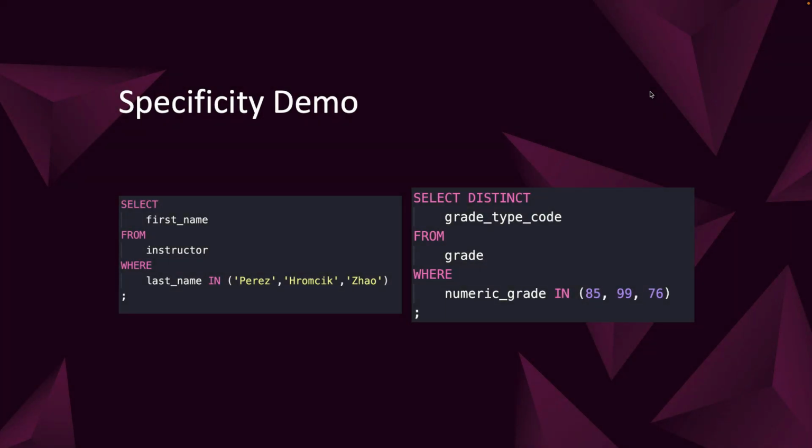So a specificity demo: we have SELECT first_name FROM instructor WHERE last_name IN Perez, Romchik, and Zhao. So anyone who has Perez, Romchik, or Zhao as a last name, those first names will be included in that query. SELECT DISTINCT, so again, we're only going to have unique values, grade FROM grade WHERE numeric_grade IN 85, 99, and 76. So I'm going to get the grade type codes that have those exact scores. And that's how that one will work.